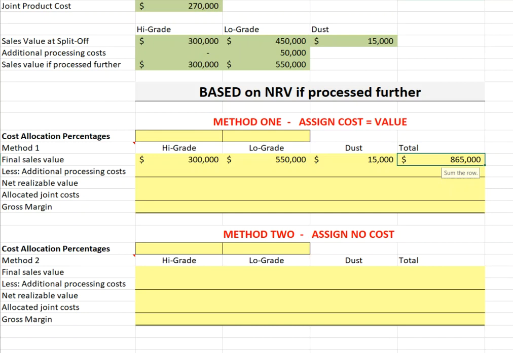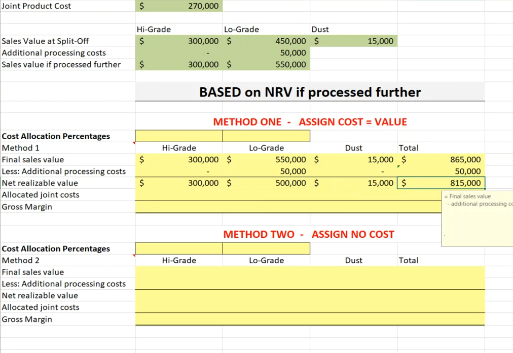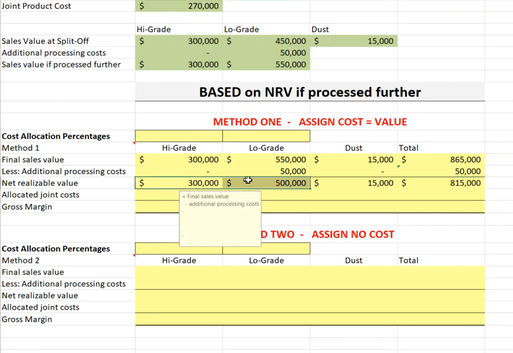We're going to deduct our additional processing cost. We aren't processing the high-grade coal. The low-grade coal, we incur an additional $50,000 in processing. Nothing on the dust for a total of $50,000. The net realizable values then are simply our sales values minus the additional processing costs. The high-grade coal, $300,000. The low-grade coal, $500,000. The coal dust, $15,000, for a total of $815,000 in value.